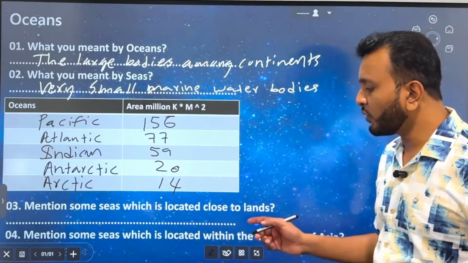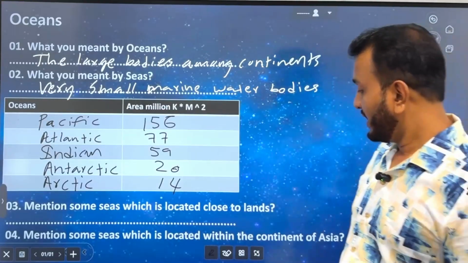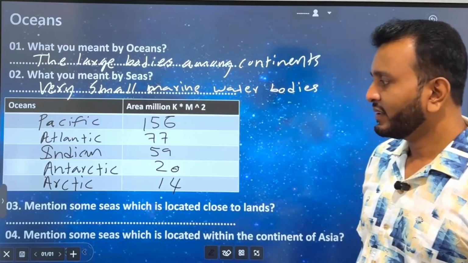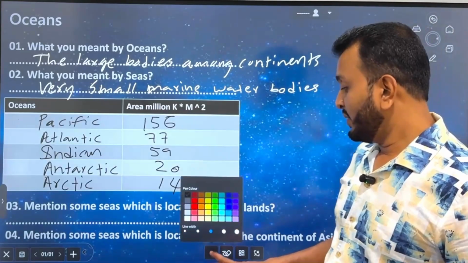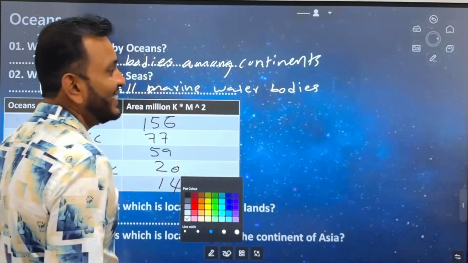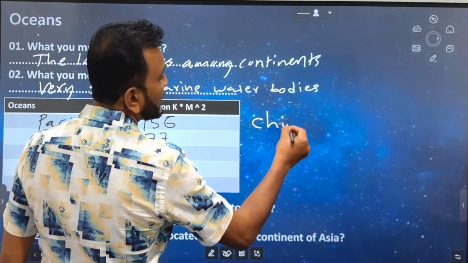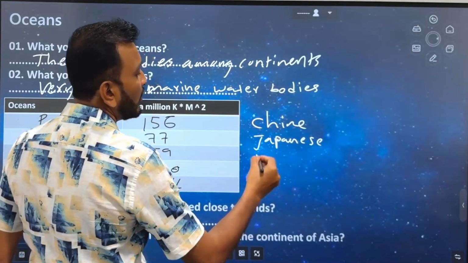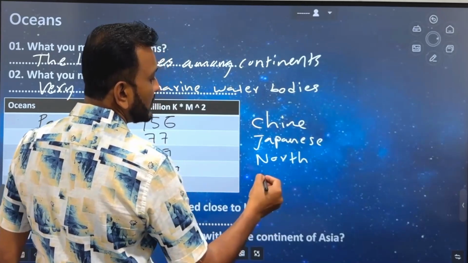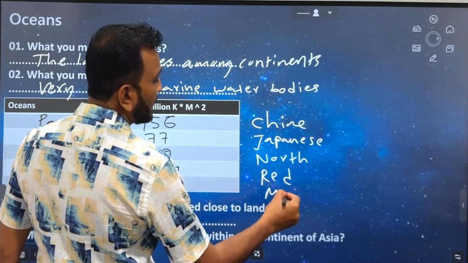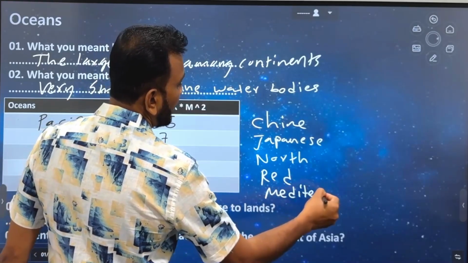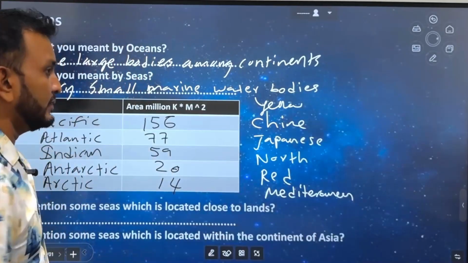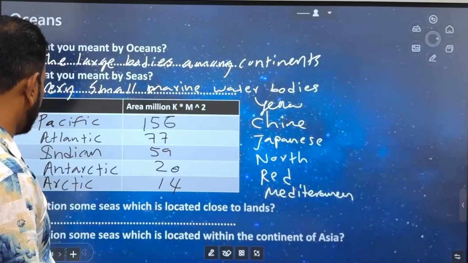Mention some seas which are located close to lands. Japanese Sea, China Sea, North Sea, Red Sea, Mediterranean Sea, Yellow Sea, Arabian Sea. Many seas.